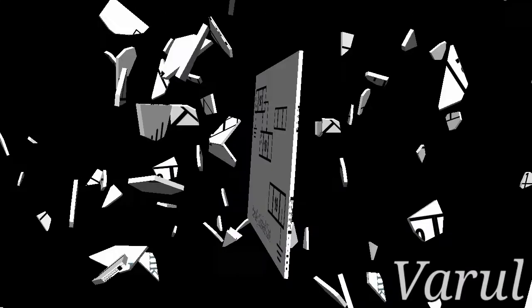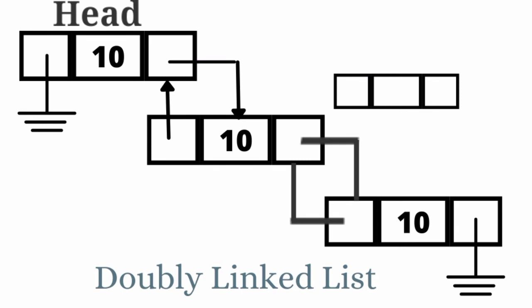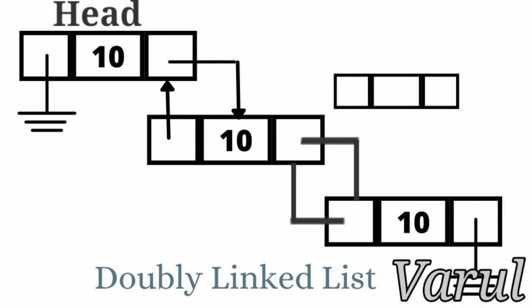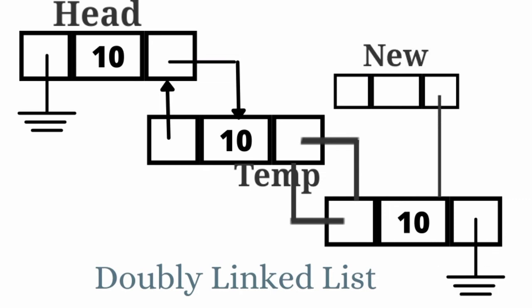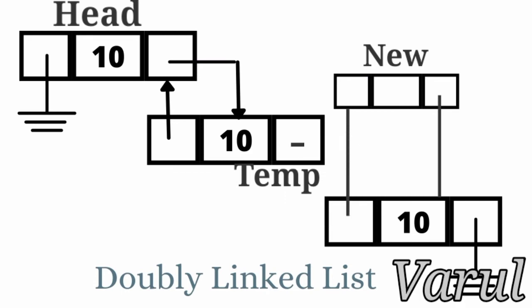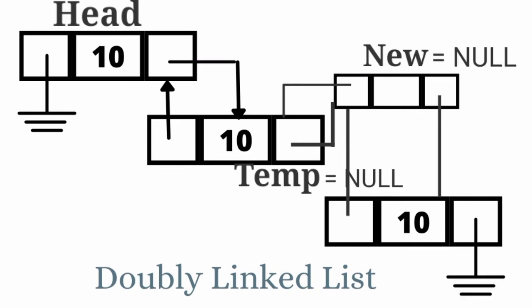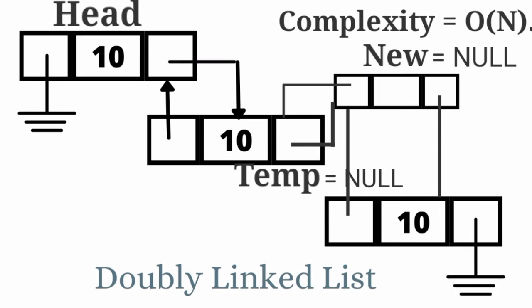The third operation is insertion at position. For this we have to reach the previous node of the position at which we want to insert a new node. Suppose temp will point to that node. Now create a new node, then new's next will point to temp's next node, temp's next's previous will point to new node, and temp's next will point to new and new's previous points to temp node. At last we will set new and temp to null. The time complexity will be big O of n for this operation.